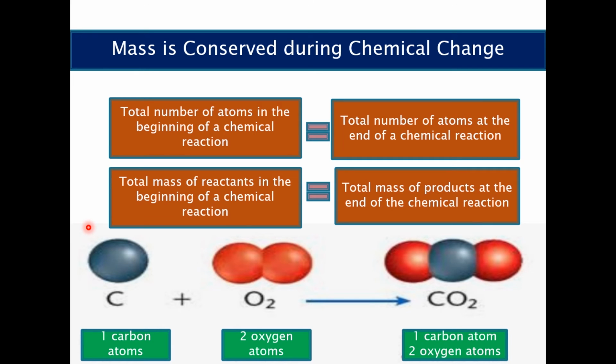For example, carbon reacts with oxygen to form carbon dioxide. The total number of atoms in the beginning of a chemical reaction is the same as the total number of atoms at the end of a chemical reaction. Therefore, the total mass of reactants in the beginning of a chemical reaction is the same as the total mass of the products at the end of the chemical reaction.